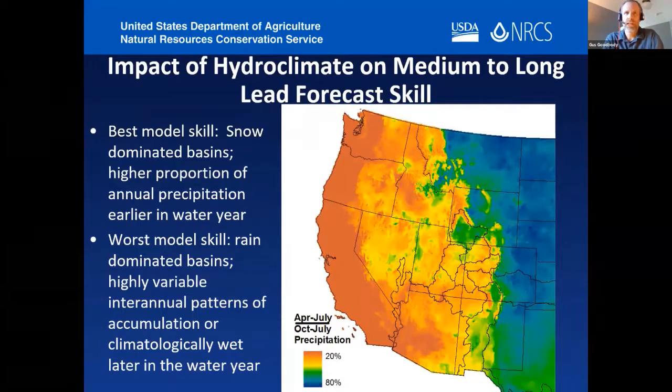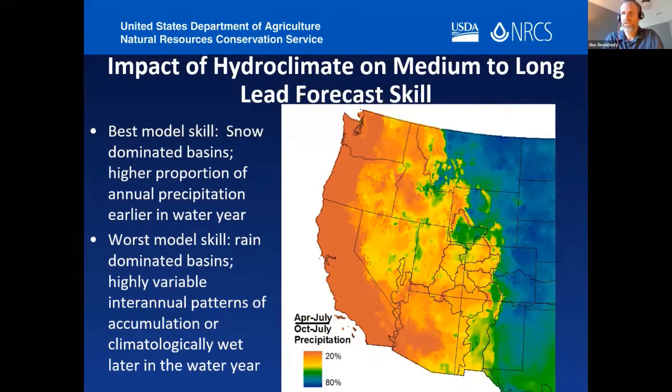Not all basins are created equally in this sense. So best model skill tends to come from snow-dominated basins where a higher proportion of the annual precip and snowpack comes earlier in the water year. That gives us a better chance to measure what's on the ground and relate it to what's expected later in the season. Conversely, worst model skill often comes from rain-dominated basins where the response is quite immediate. There's not a lag between accumulation and runoff. Areas where there's highly variable interannual patterns of accumulation, or climatologically wet later in the year.